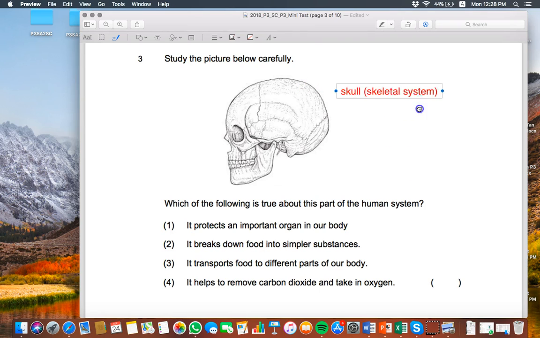Copy this down. You're looking at the skull, and the skull is part of the skeletal system. Now, what is inside the skull? Yes, it is your brain. The brain is inside the skull.